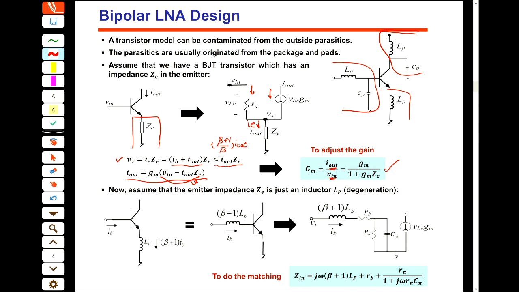This part is VBE. So what we can see here is that to adjust the gain of a transistor, we can add a ZE in such a way that the dependency of the gain of the transistor on GM reduces. Why? Because GM is related to IC, and this IC is related to temperature.